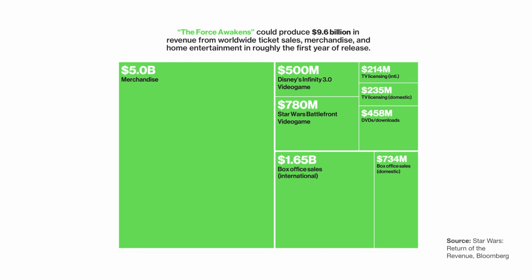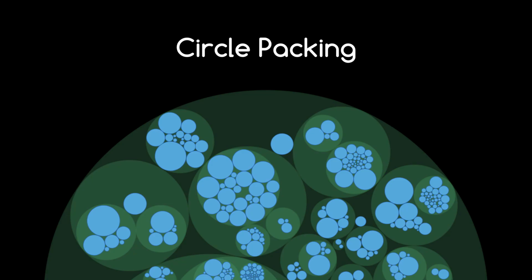But we can also change this and convert it into circles with circle packing. So circle packing, also known as a circular tree map, is a variation of a tree map that uses circles, and each of these circles represents a level in the hierarchy.